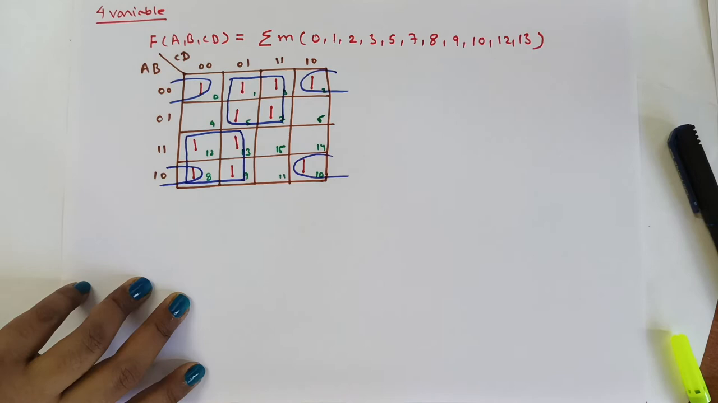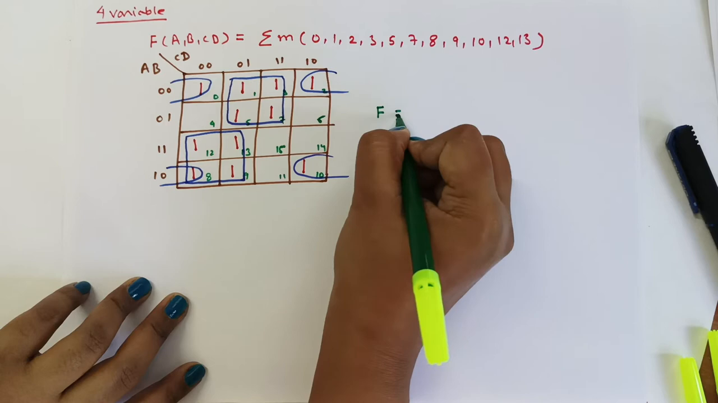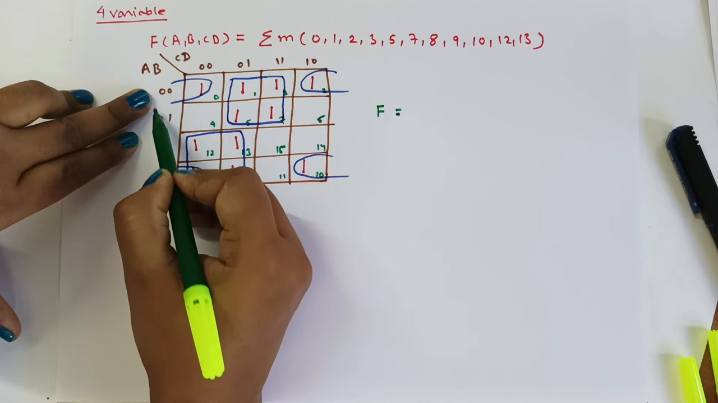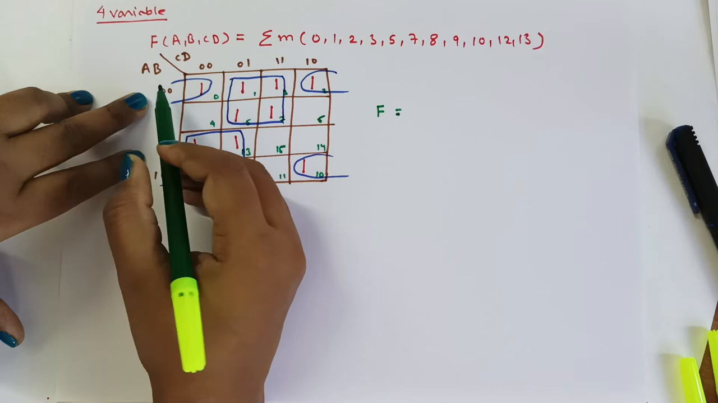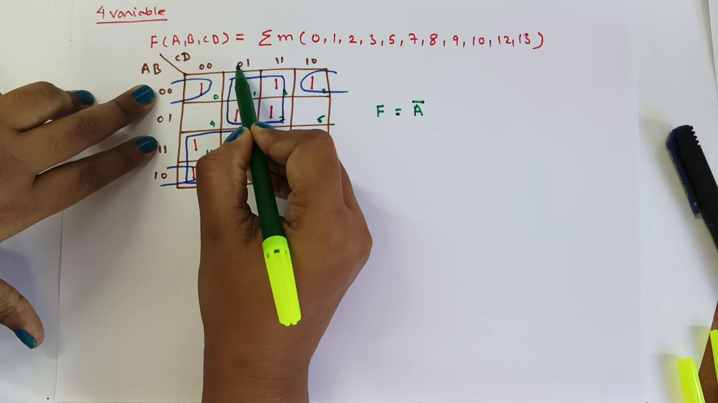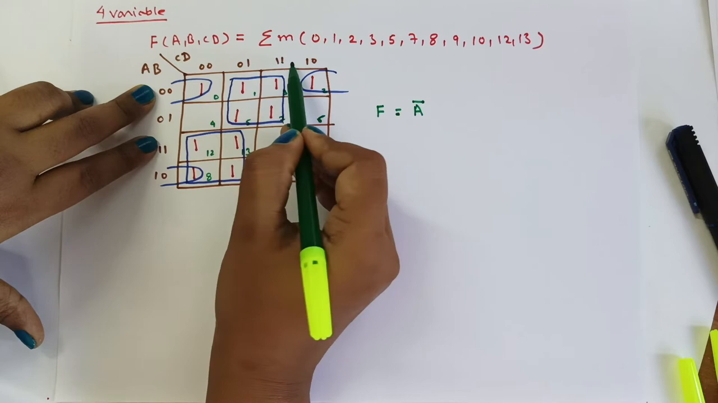So we will write the expression f equals to, for this first group, we will see the left side. Here A is not changing, it is 0, and B is changing 0 to 1 for this group. So we will write A bar. We see the top. So here 0, 1 and 1, 1. So 1 is not changing, that means D is not changing. So A bar D.